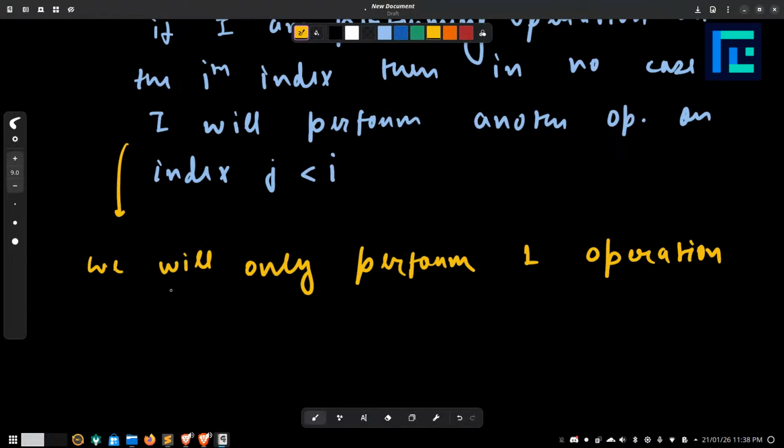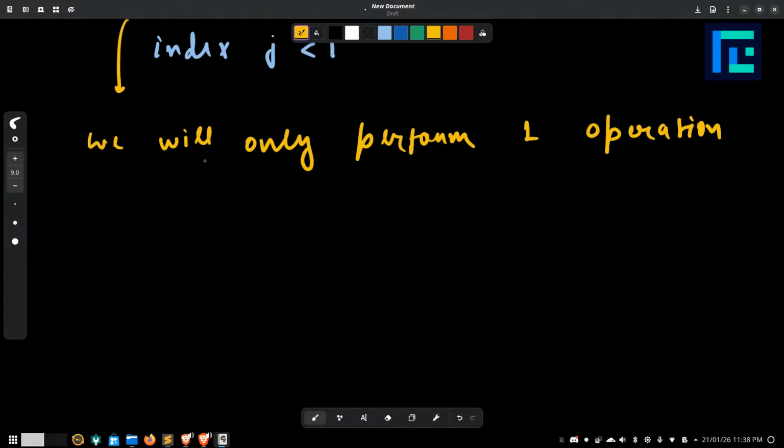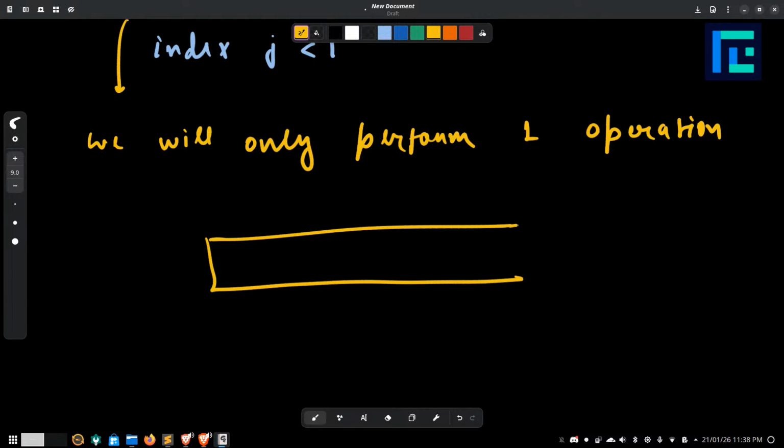So now we will perform only one operation. So what indexes can we perform one operation on to get the whole array sorted? Obviously the initial thought would be that we need to perform it on the last index only, because only then the whole array would be sorted. But what if some of the last positions are already at their correct places?